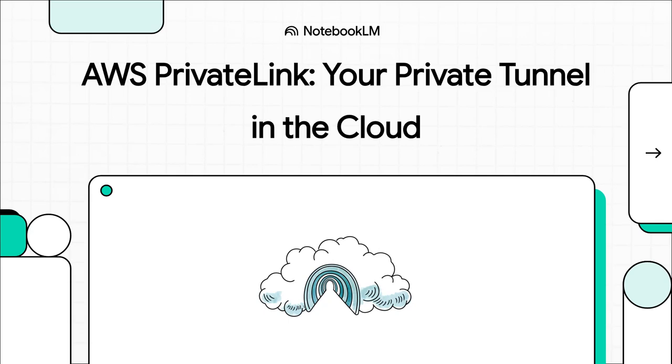All right, let's dive in. Today we're going to talk about something that's absolutely fundamental to cloud networking. How do you securely connect your private applications to other AWS services? That's where AWS PrivateLink comes in. Think of it as your own private, secure tunnel right inside the cloud.